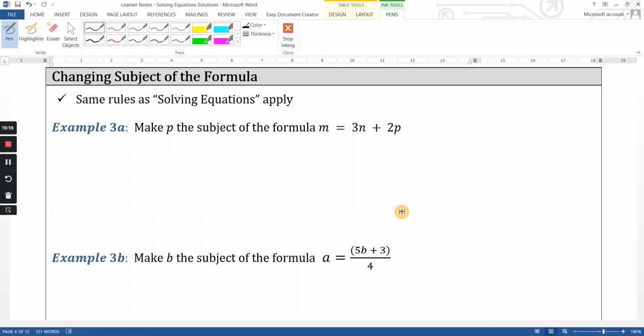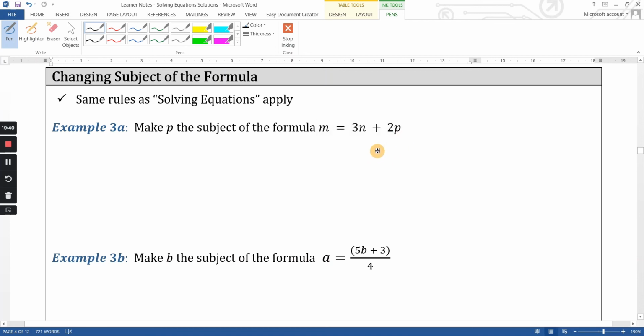Make p the subject of the formula m equal to 3n plus 2p. So what do they actually want you to do? They want you to make p the subject. So at the moment, m is the subject. m is equal to something. You have to rearrange it to make p equal to something. So that's our end goal. We want p on its own equal to something.